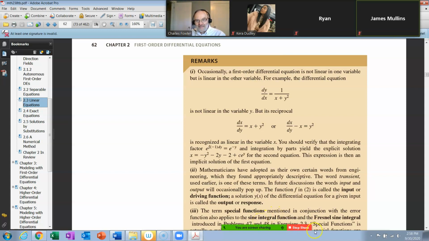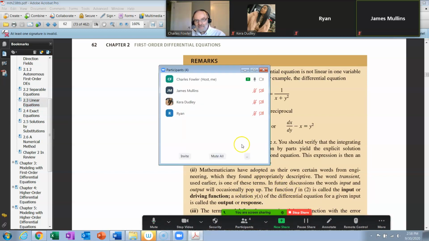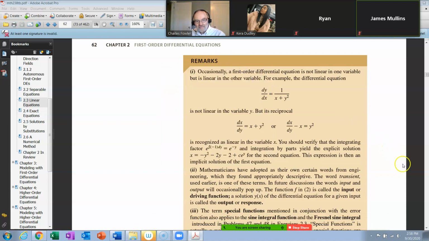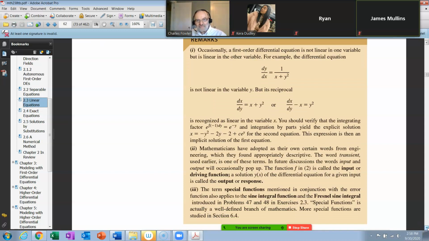In further discussions, the words input and output will occasionally pop up. That's no one new coming in the courses. Sometimes the function on the right hand side, in this case your y squared, would be the input or driving function. Usually it's f of x, whatever, of the differential equation. The thing on the right hand side is the input or driving function, and then the y of x, your solution, would be the output or response function.